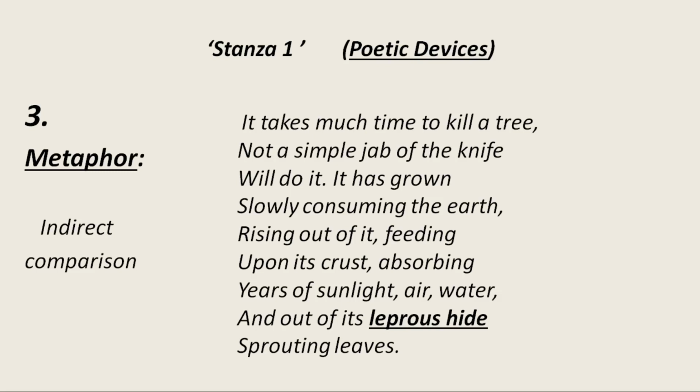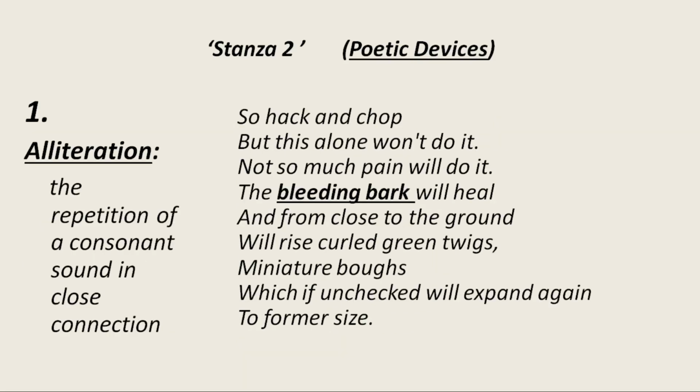It is called metaphor. In stanza 2, first poetic device that we have is alliteration. See the underlined words: bleeding bark. B sound is repeated here, which is a consonant sound. So it is called alliteration.